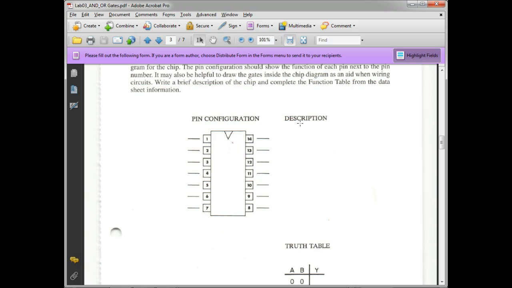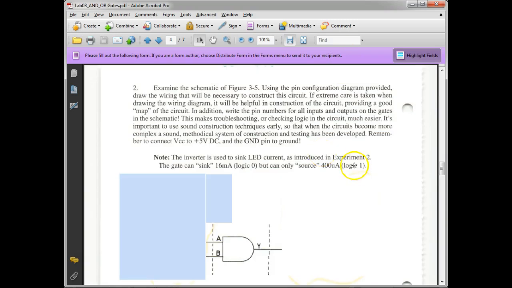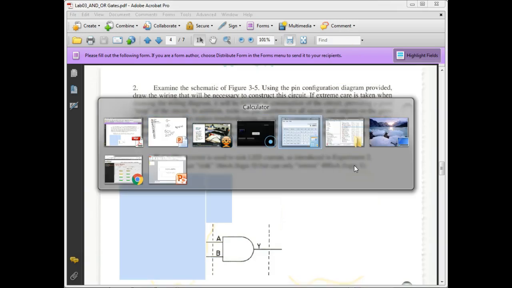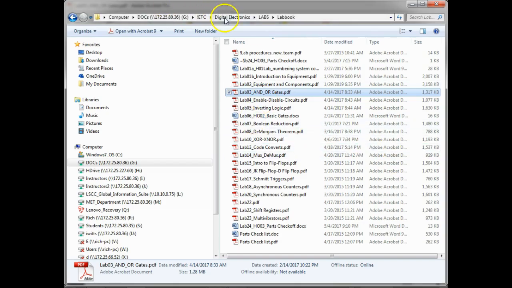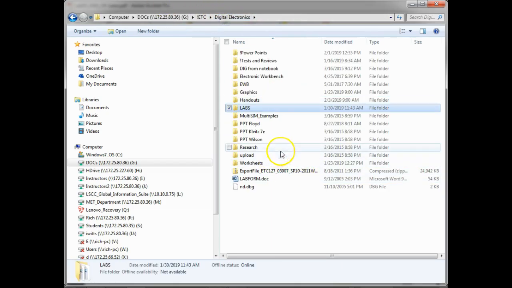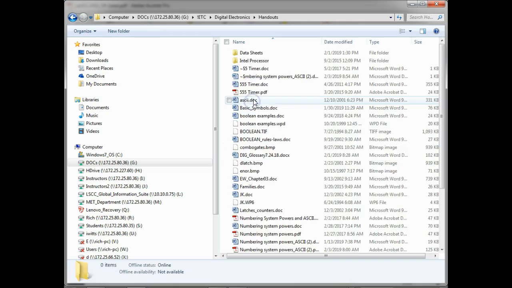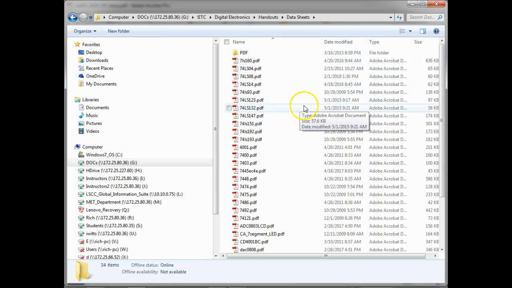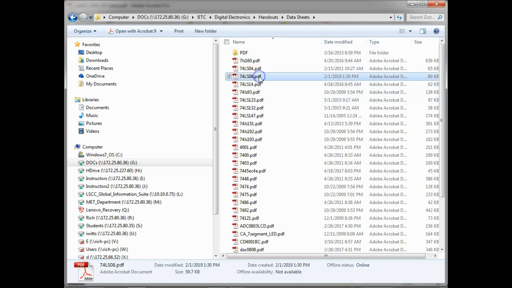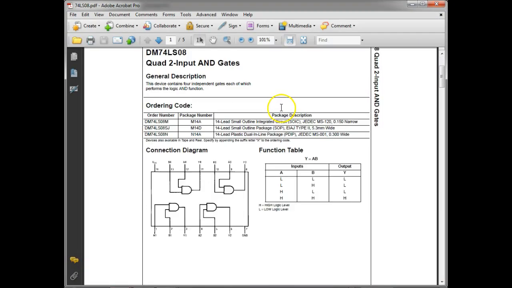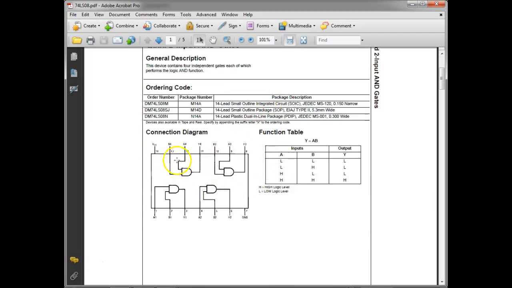Does that make sense? So when I go up here to Blackboard, I'm not going to take the time to log into Blackboard. But every IC that we use is on the main menu called the data sheets. So we'll go into the data sheets and we'll look up a 74, and a 7408 is one we're using. And look, the first thing they give you is the pin out. So there's the pin out right there.